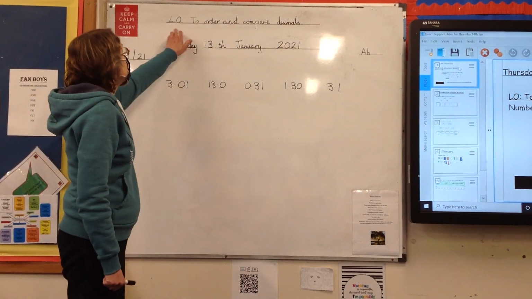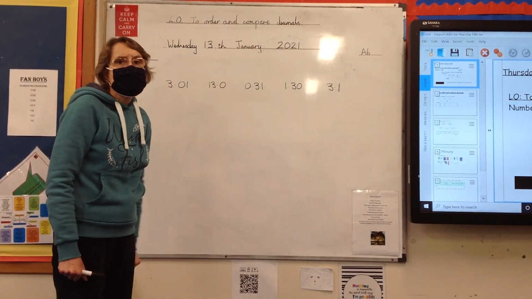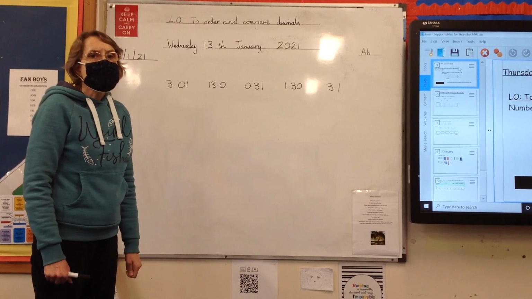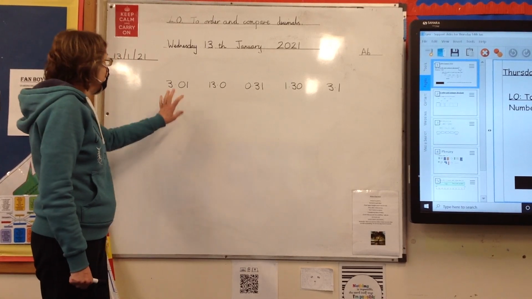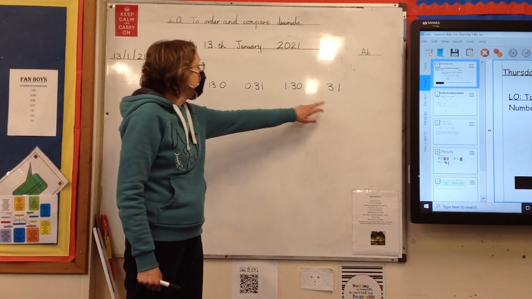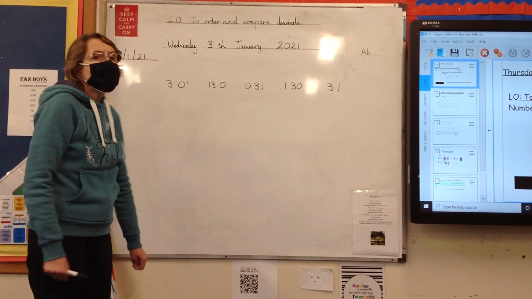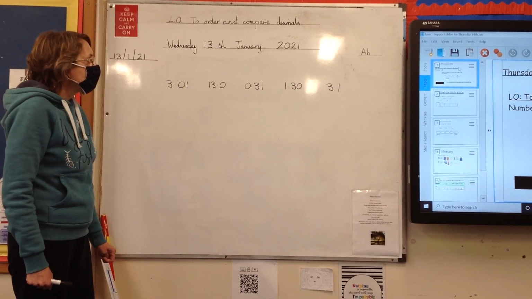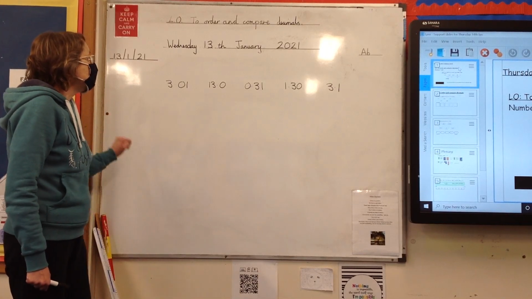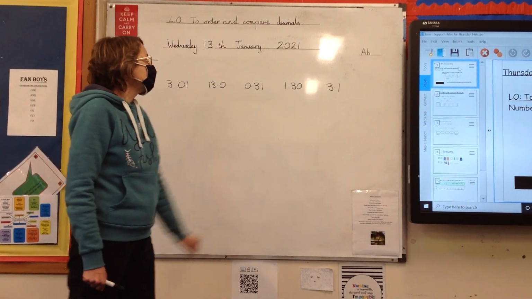Right, today we are going to order and compare decimals. So we're going to look at decimals and order them and compare them. So think about their size. We've got 5 decimals, all very different on their own, and the question asks us to put them in order, smallest to largest.